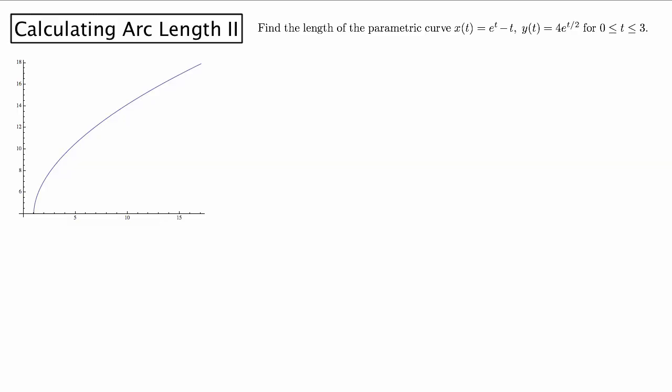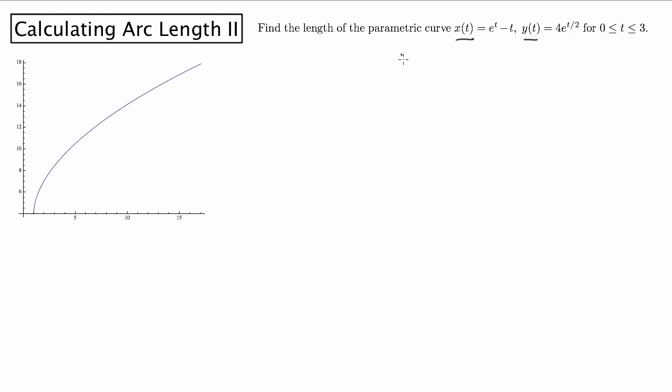Welcome to another Mathcast. In this episode, we're going to be taking a look at arc length formulas involving parametric curves. We have one parametric curve here. The x-coordinate of the curve is e^t minus t, and the y-coordinate is 4e^(t/2). And this curve drawn out from 0 to 3 is represented in the graph over here.